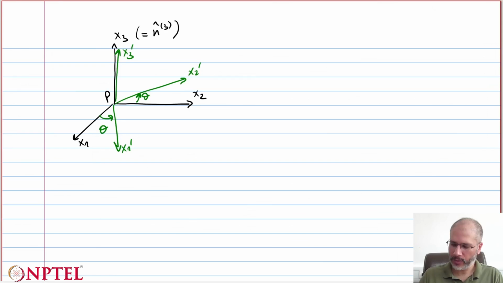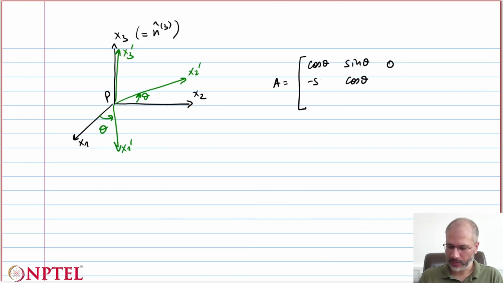So if I write the transformation matrix for this case, I can see that x1 prime makes an angle of theta with x1. So this becomes a cos theta. Then you have a sine theta, and this is 0. And then x2 prime makes an angle of theta with x2. So this is also a cos theta. And this becomes a minus sine theta. These are zeros. x3 prime makes an angle of 90 degrees with x1 and x2, but it makes an angle of 0 degrees with x3, so this is a 1.